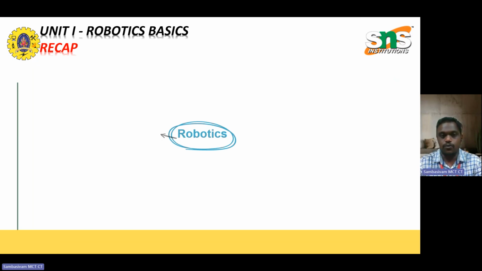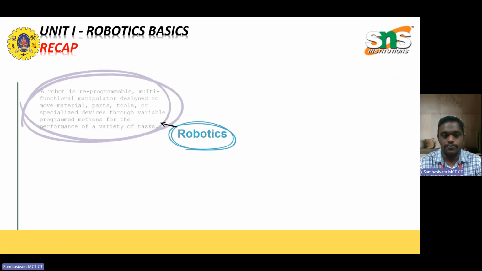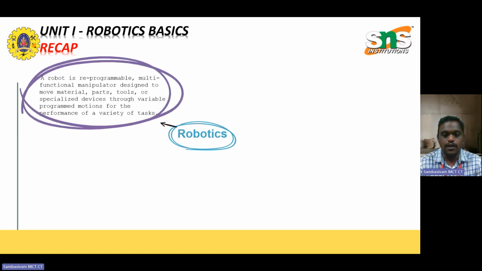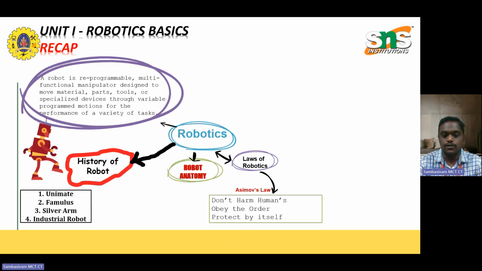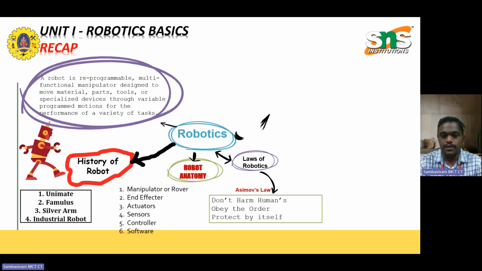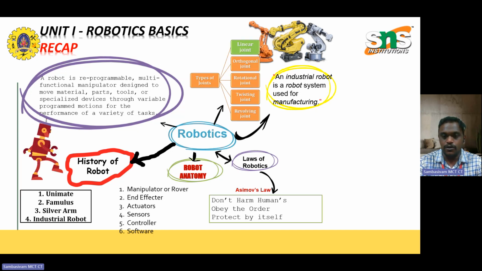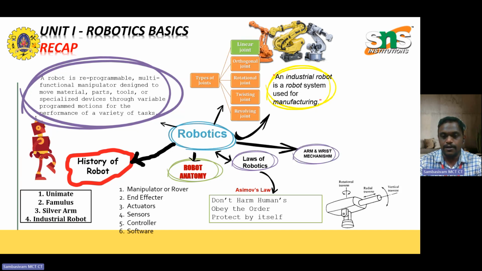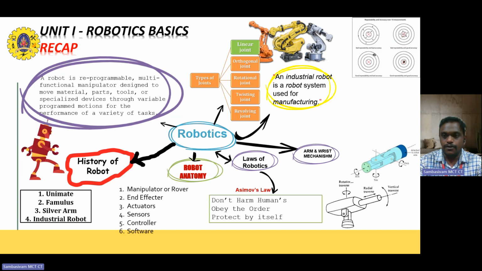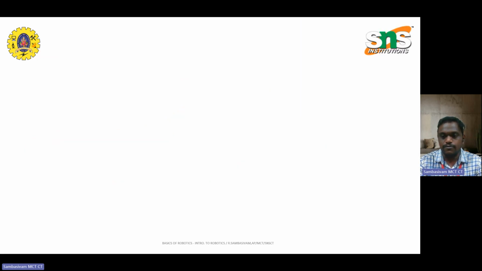First one is, as I said, what is meant by robots. As we said, it is a reprogrammable multifunctional manipulator designed to move materials or other things to perform a variety of tasks. Then we discussed various classes of robots, the history of robots, the different types of industrial robots, the various robot anatomies, and finally industrial robots and their applications. And the types of joints and robot arm mechanism, and finally the degrees of freedom, repeatability, and accuracy. Repeatability is doing the same task, and accuracy and precision are different.